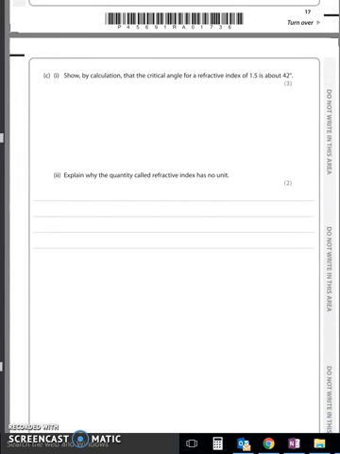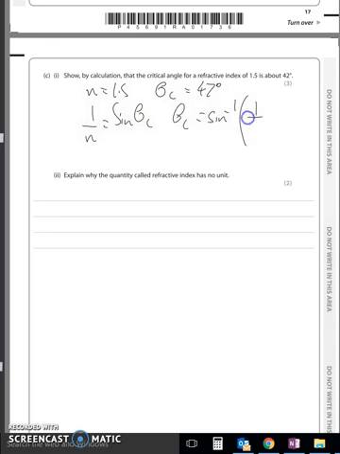Show by calculation that the critical angle for a refractive index of 1.5 is about 42. So for n equals 1.5, we're looking for the critical angle to be 42 degrees. Our equation is 1 over n equals sine of the critical angle. So if you want to work this out, it'd be sine to the minus 1 of 1 over 1.5. That equals 41.8, which is about 42. And there would be our 3 marks.